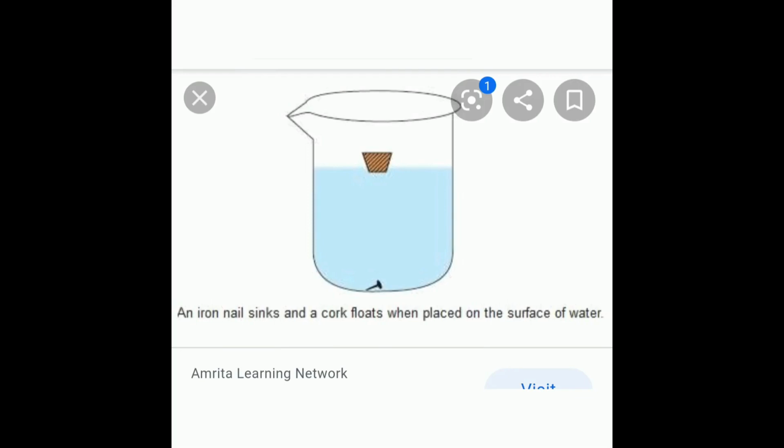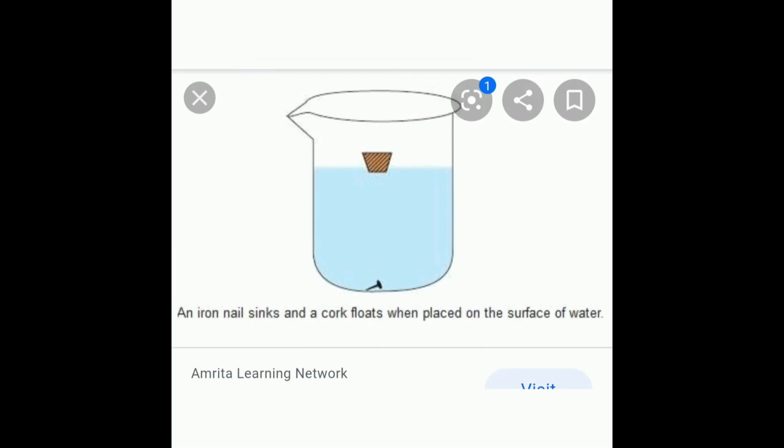Okay, the next one: put a piece of thermocol in the water. What will happen? Take down the observations you have. When we place the iron nail, it will sink in water. But the thermocol floats in water, isn't it? But these two have different sizes and shapes.